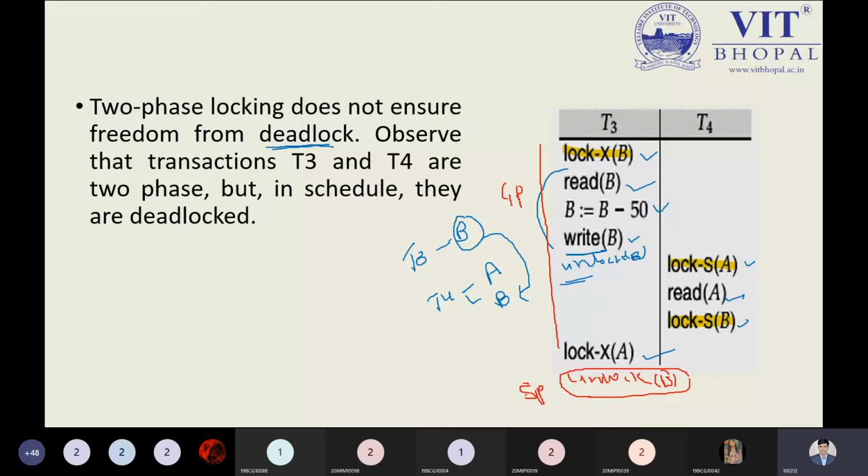But what we have observed is, even if we are following the two-phase locking properly, there's no guarantee that deadlock will be prevented. Deadlock may happen. So that's the reason two-phase locking is not very suitable. So what are the other things we have? Let us understand things properly.